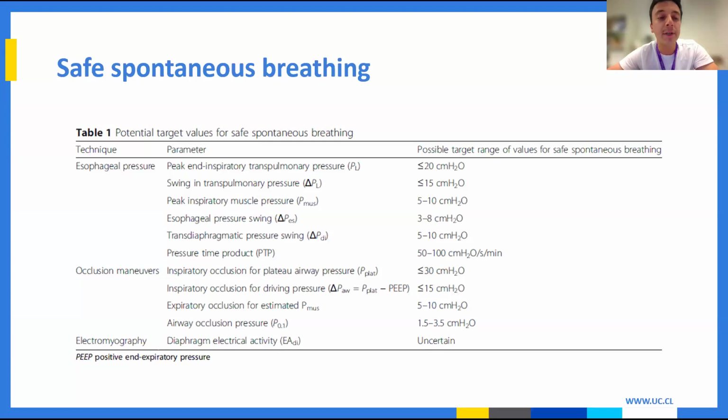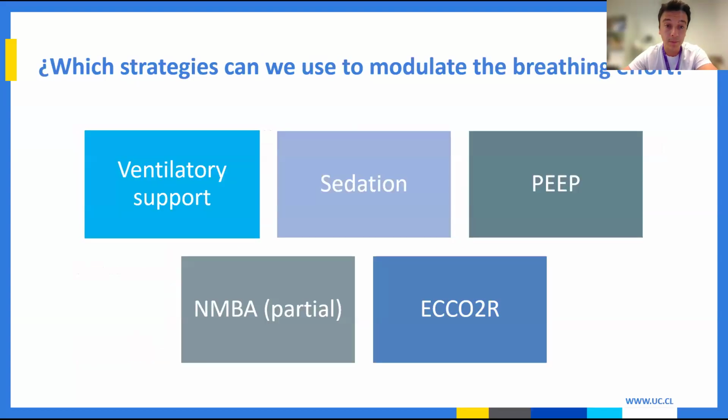And if you don't have the esophageal pressure, you can use the occlusion maneuvers. Inspiratory occlusion for plateau airway pressure, that would be great, less than 30, that's the passive condition rate. Inspiratory occlusion for driving pressure, less than 15. And in order to estimate PMUS, expiratory occlusion between 5 to 10 and P0.1 between 0.5 and 3.5. EMG or electrical activity of the diaphragm, actually, we don't really know. So we need to keep doing research to better understand that too.